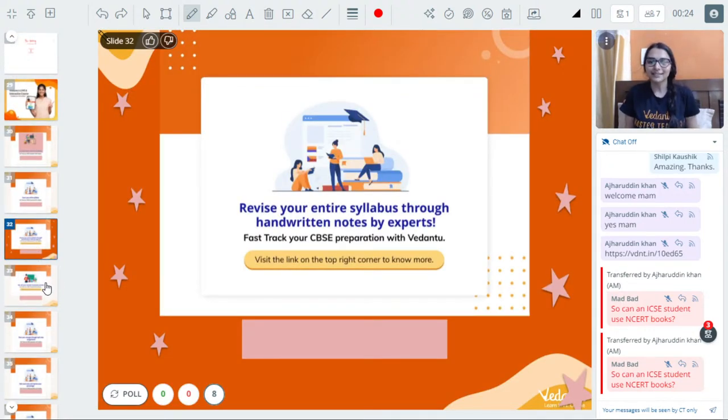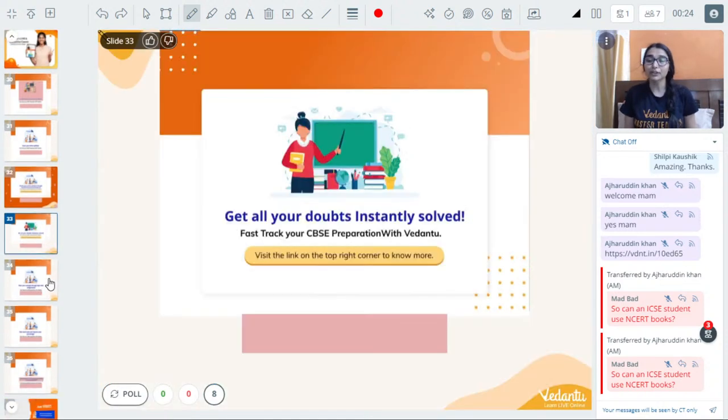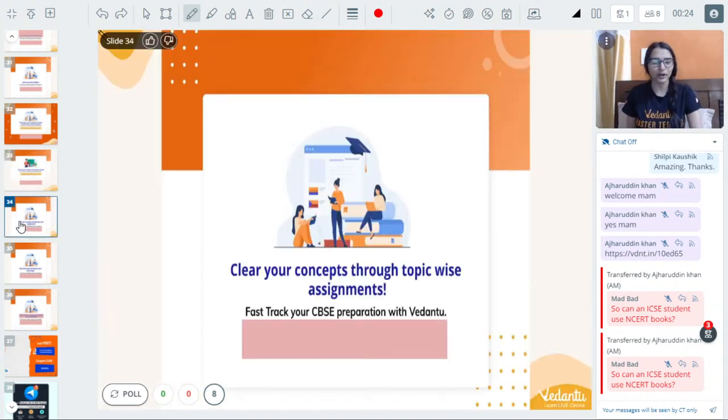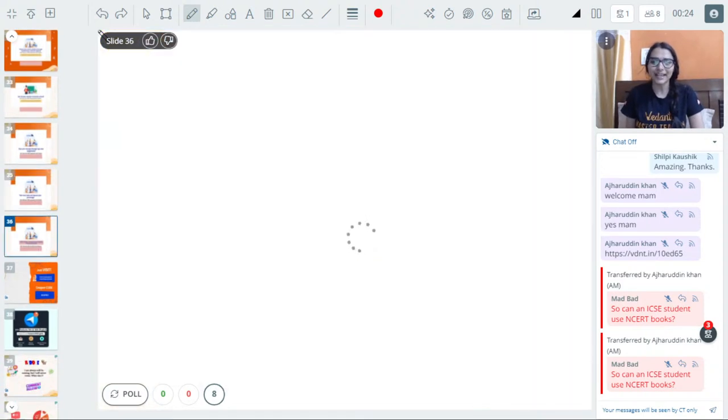Revise the entire syllabus through handwritten notes. If you are an ICSE student, beta, then also you can use NCERT books for knowledge. There is no bar on that. Whether you use Selina or any other book, that is up to you. But yes, for knowledge, you can always refer to any book. There is no bar on that. Okay? So the assignments and everything you are getting.